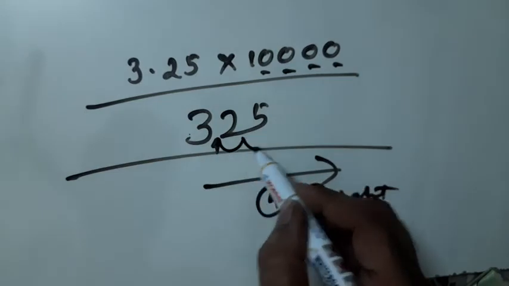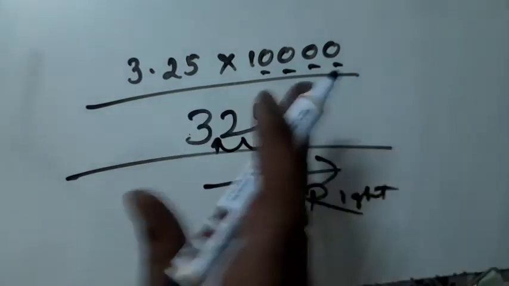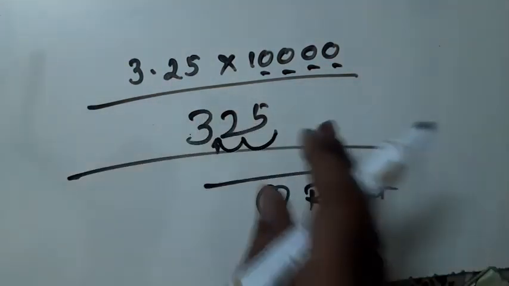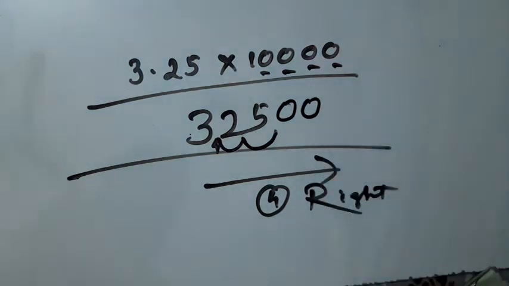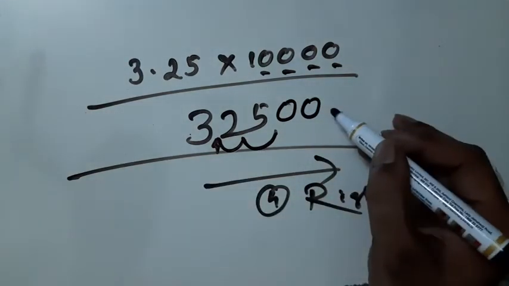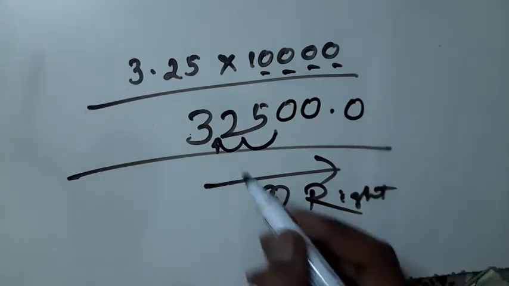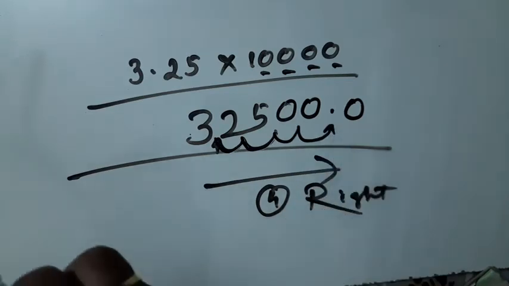So 1 and 2. Oops. There are no more places on the right side. So as we move to the right, we put zeros for the number of places required. After that we can put a point and then 0. So the point has moved 1, 2, 3, 4 places towards the right.